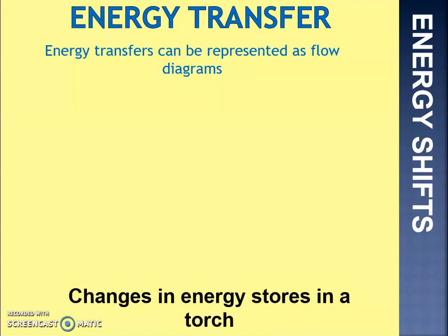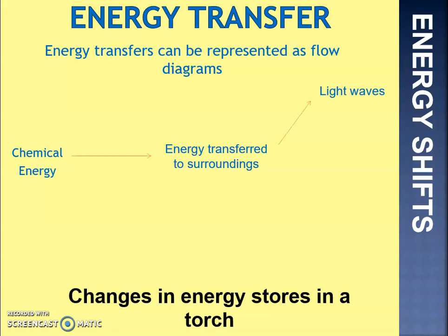Let's have a look at another one. So changes in energy stores in a torch. So when a torch is lit, what happens? Well, we start with chemical energy in the batteries. That transfers to energy transferred to the surroundings. By what form? We've got light waves, and we've got an increase in the internal energy stores of the surroundings. So all the chemical energy is depleted, or it is depleting. As that's depleting, the increase in the internal energy stores of the surroundings is going up. Light waves is going up by the same amount.